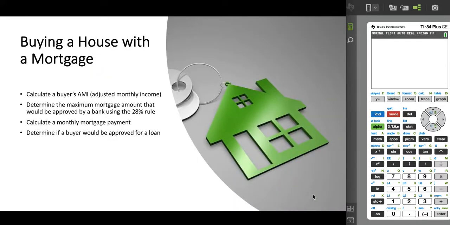Okay, so specifically what we're going to do in this screencast is calculate a buyer's AMI. We're going to determine the maximum mortgage amount that would be approved by a bank. That's using the 28% rule. We're going to calculate what the actual monthly mortgage payment would be. And we're going to determine if a buyer would be approved for a loan based on this information.